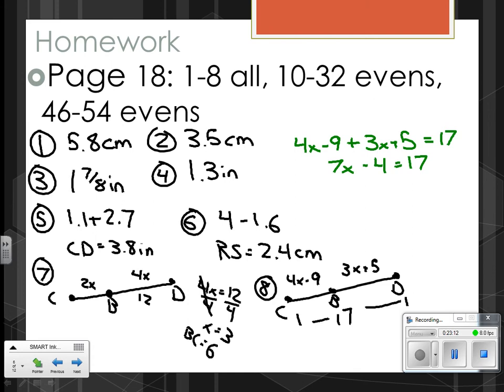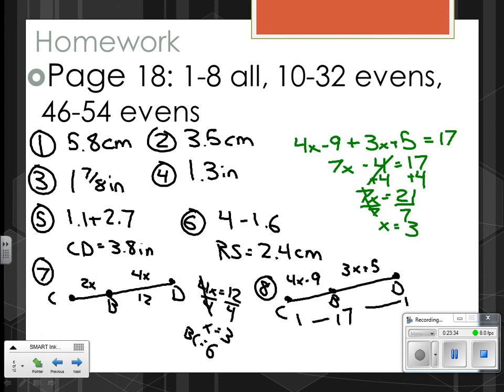Any questions on that so far? Okay, now we're in algebra mode. How do I get the x by itself? Okay, first step, I want to add 4 to both sides. So 7x equals 21. Last step, and x equals 3. Am I done? No. Because what else does this problem still want?